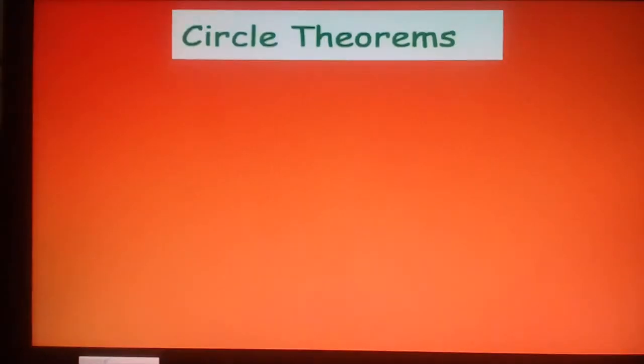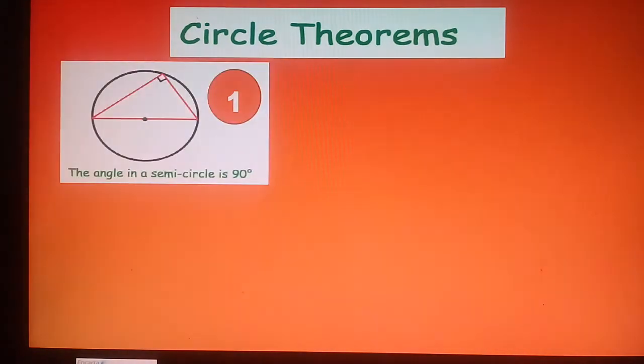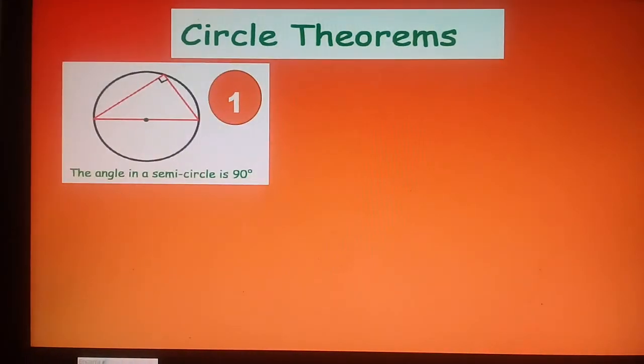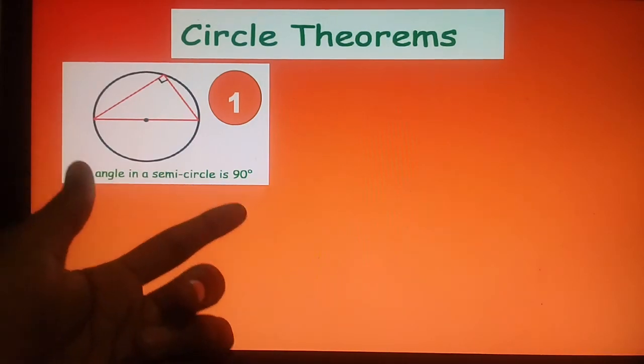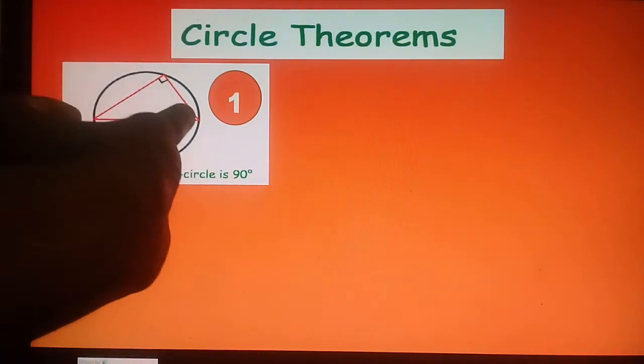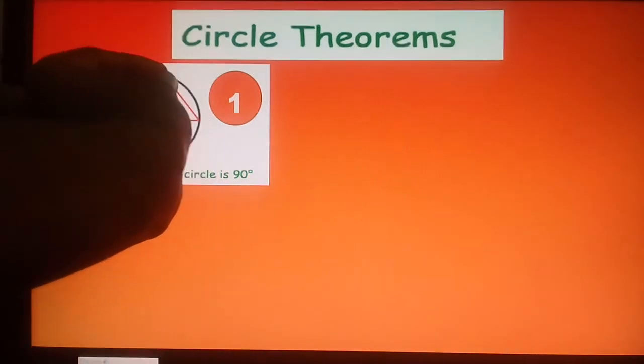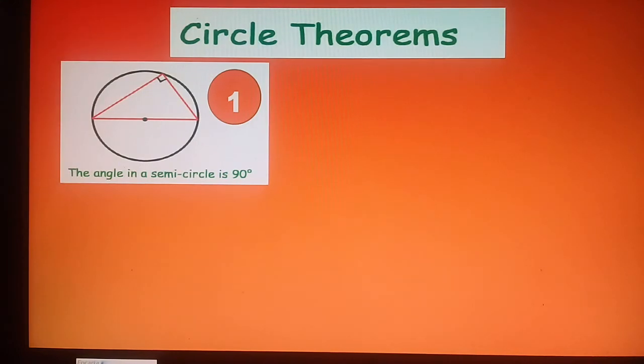Okay, let us move on now to what we call the circle theorems, the ones that you have to know. The angle in a semicircle is equal to 90. It means the diameter subtends an angle that is equal to 90 at the circumference. Wow, how nice. Let us move on.